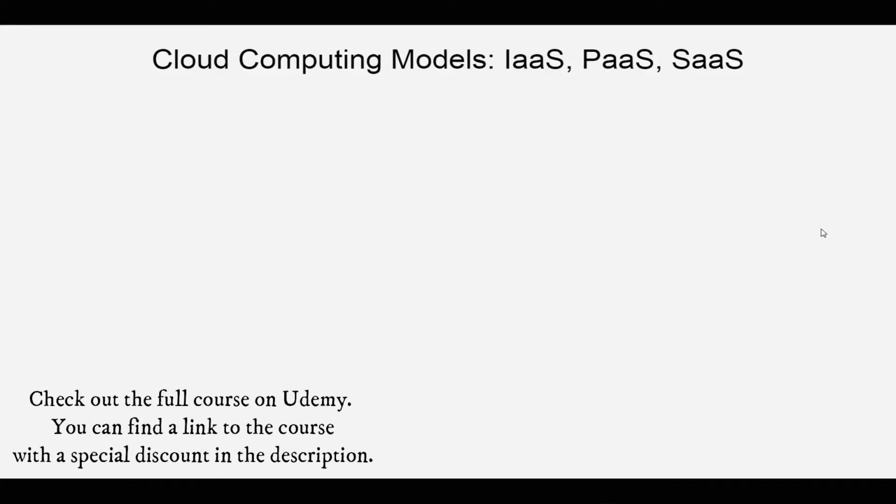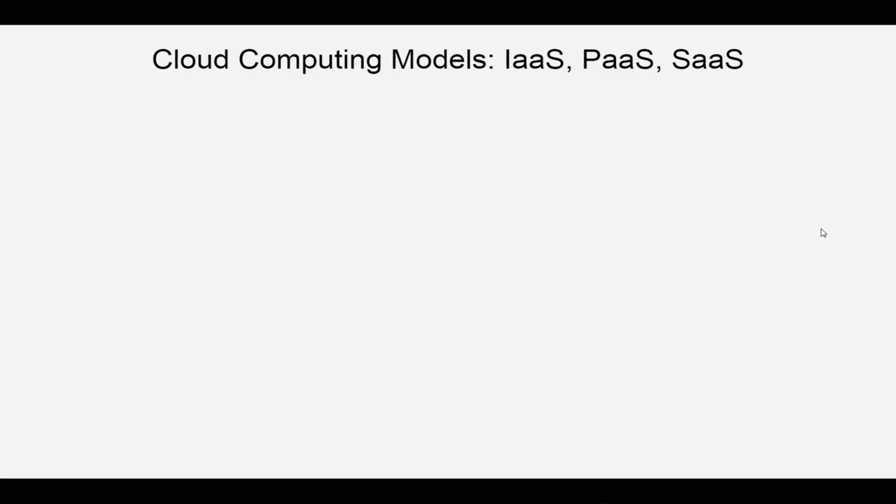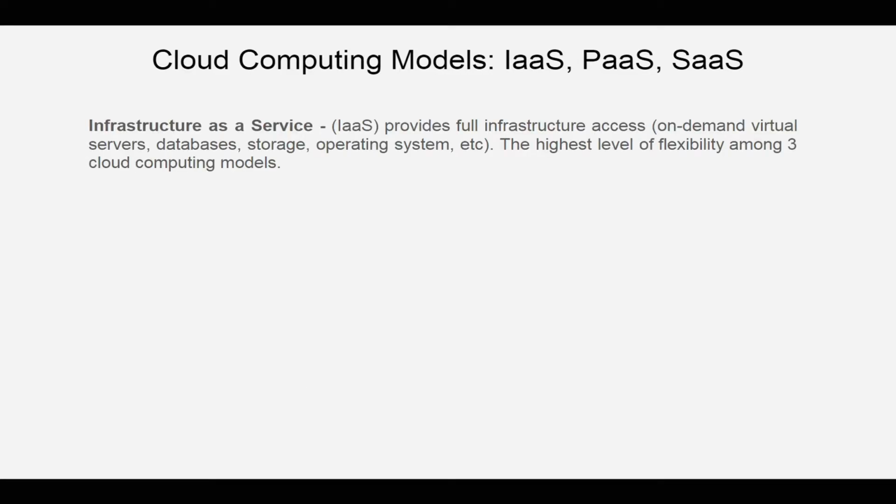Okay then, in this video we will discuss cloud computing models, which are also known as cloud computing service types. There are mainly three cloud computing models. The first one is infrastructure as a service, which is also known as IaaS. So in IaaS you can rent an on-demand IT infrastructure. For instance, you can rent virtual servers, databases, storage, networking, etc., and build your own infrastructure.